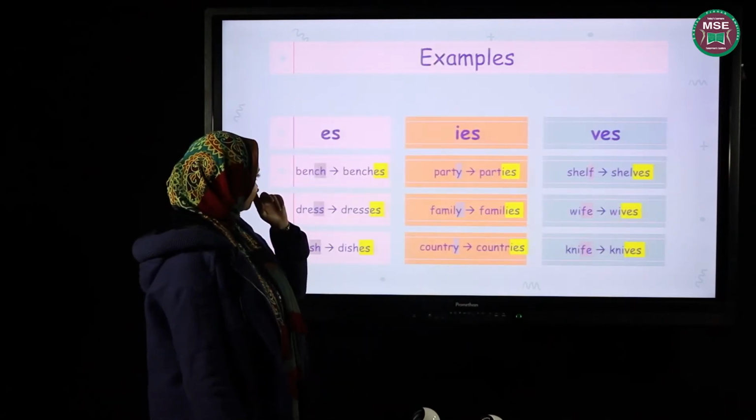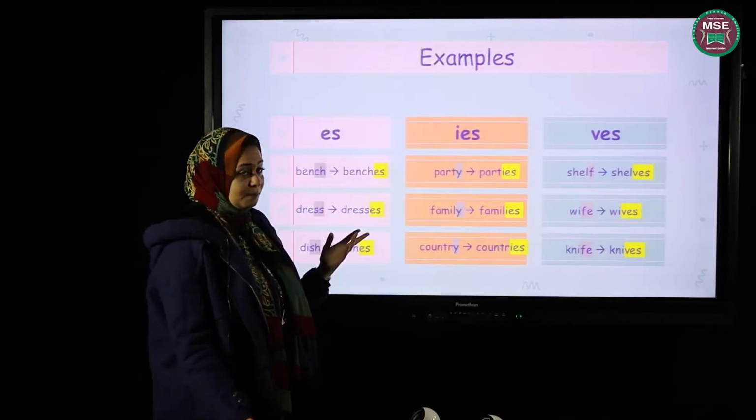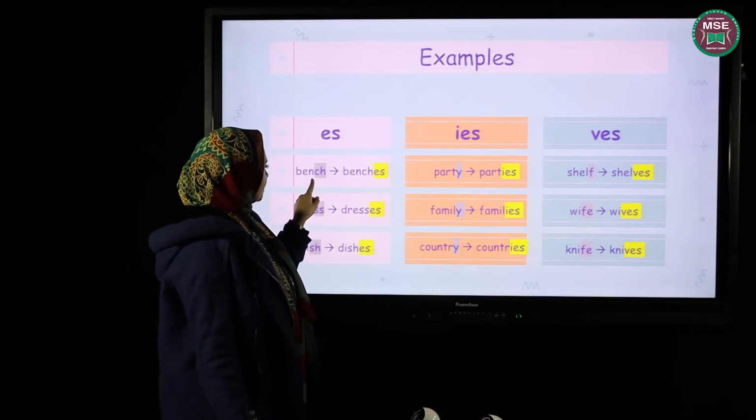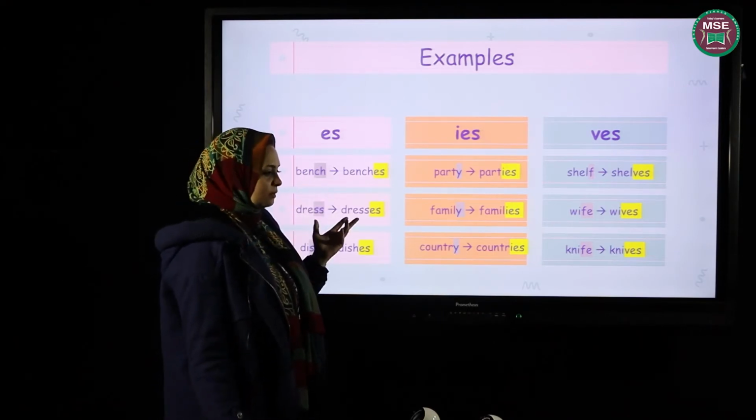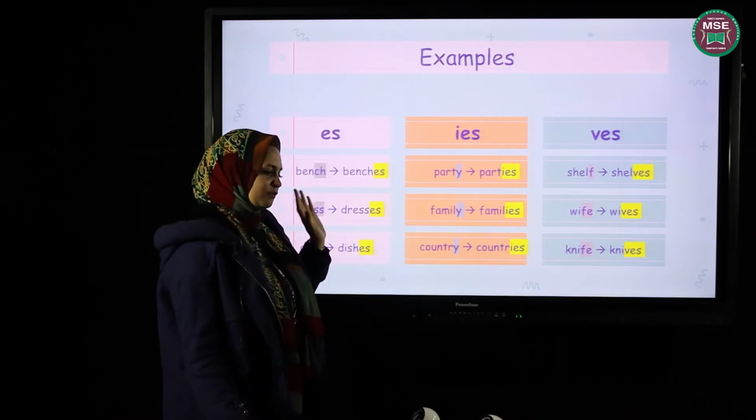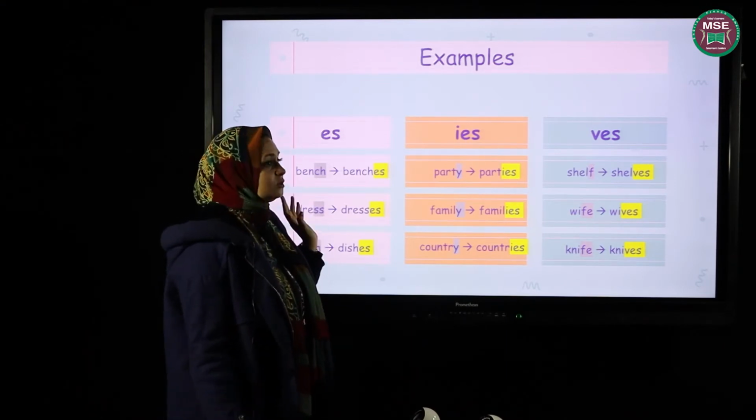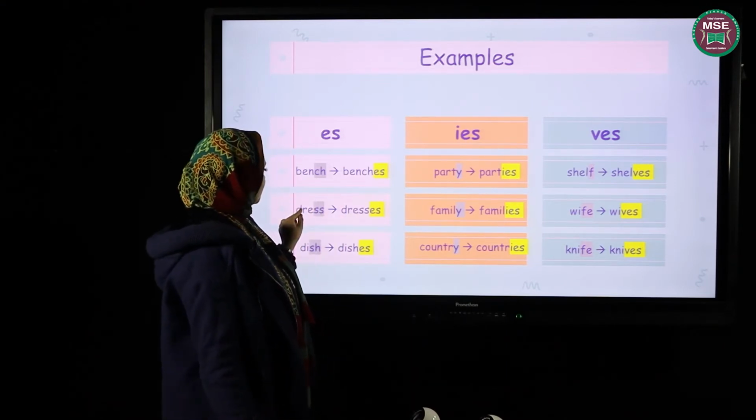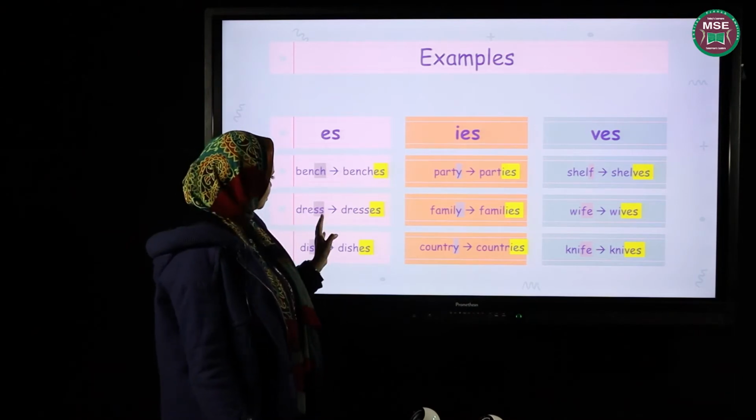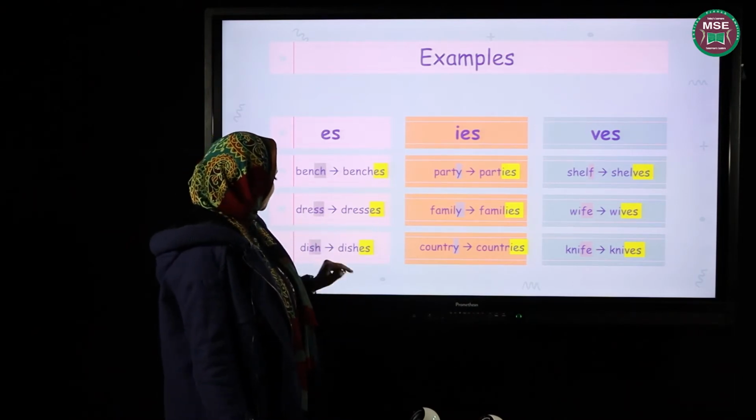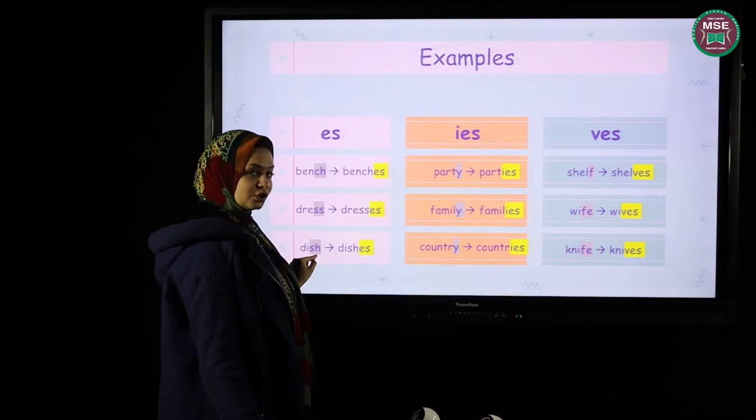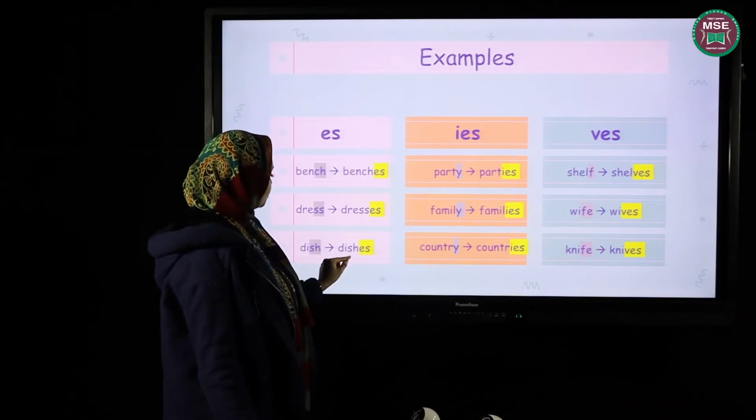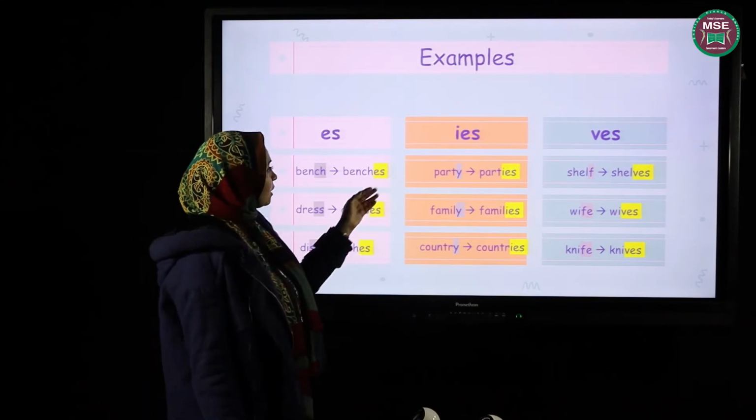For example, bench. More examples. Bench ends with CH, so what I'm gonna do? If the word ends with CH, we must put ES, like that. Dress ends with S, so I'm gonna put ES. Dish ends with SH, so I'm gonna put ES.